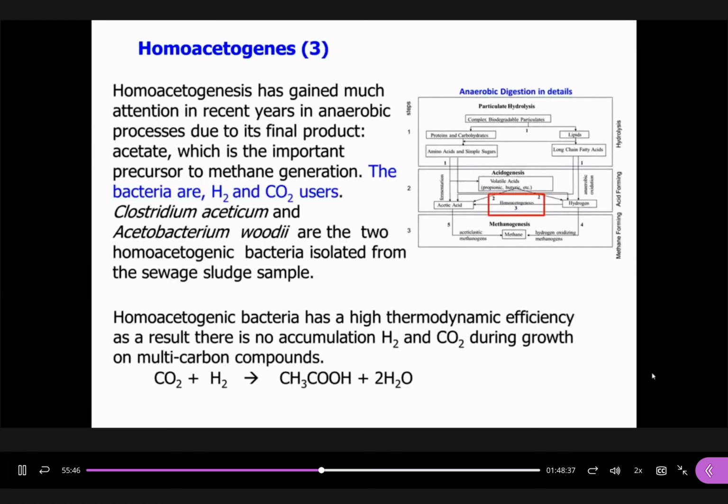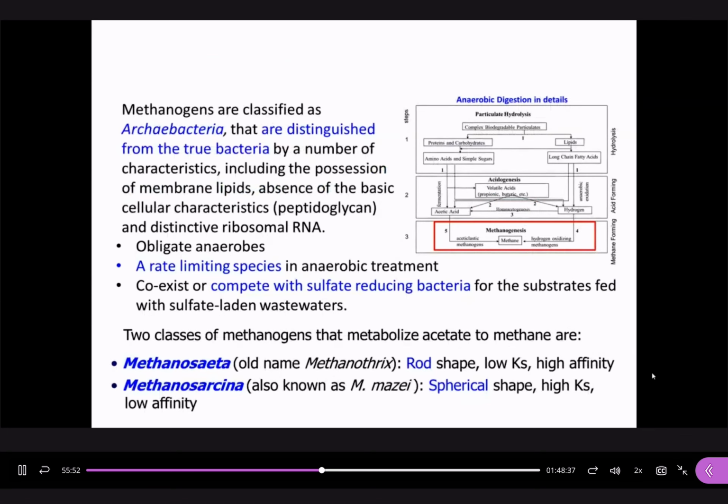All right. So the next step is methanogenesis. That is to generate methane, right? Methanogens are the microorganisms. Methanogens, they are archaea bacteria. So they are very old, right? Archaea bacteria are distinguished from the true bacteria by a number of characteristics, including the composition of membrane lipids, absence of the basic cellular characteristics, and distinctive rRNA. So a unique type of bacteria. They are obligate anaerobes. What does obligate mean? No oxygen, right? So they cannot utilize oxygen.